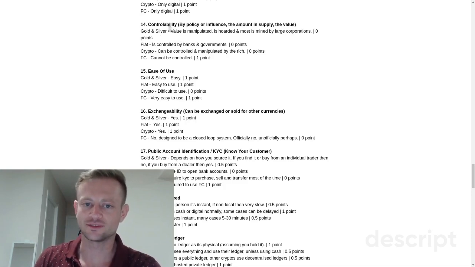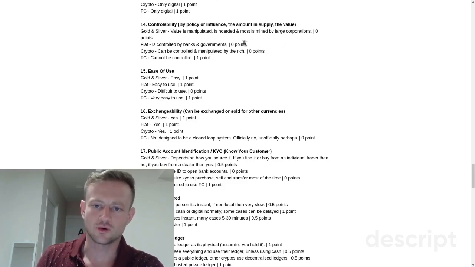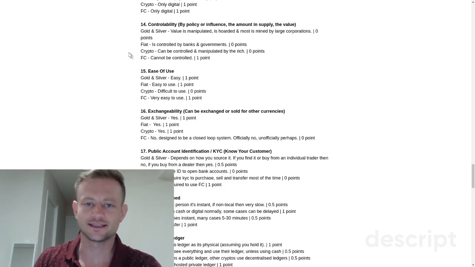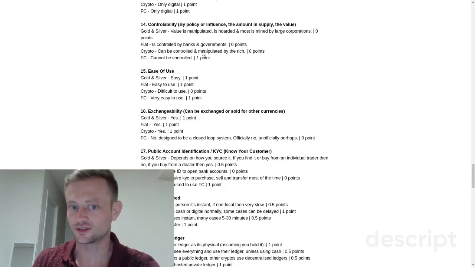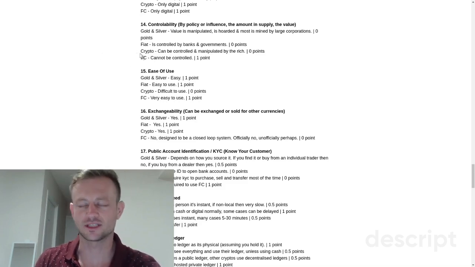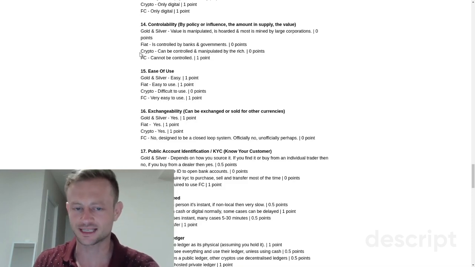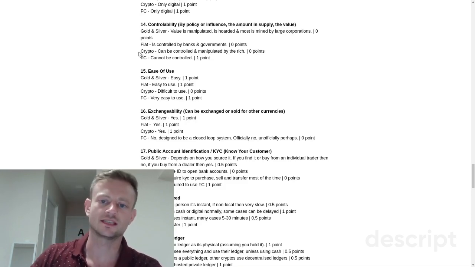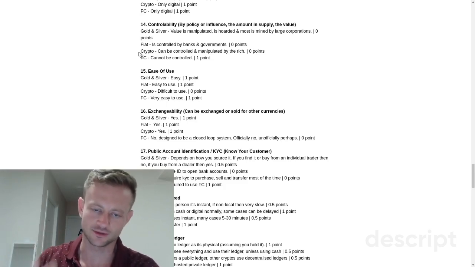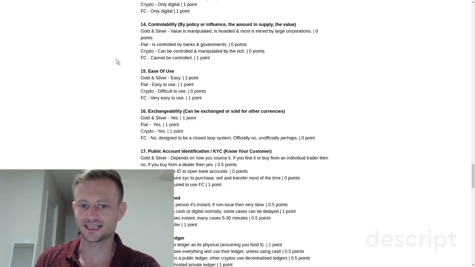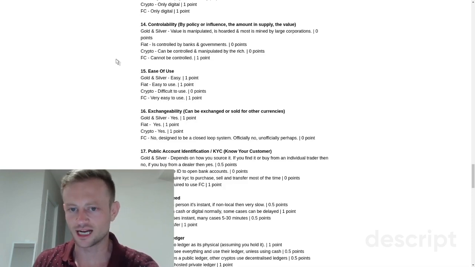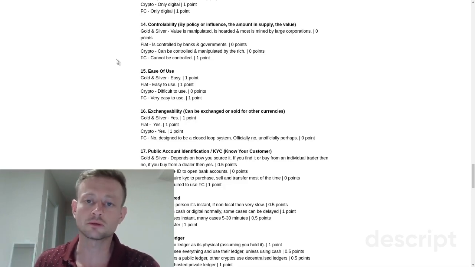But yes, gold and silver, and it's hard to get. Most of it is mined by large corporations. It's hoarded, values manipulated, so okay, controllability doesn't get any points there because the goal is to not be controlled. Fiat, yes, definitely controlled by governments and banks. They control the policy, the amount and supply, the value and all that. Crypto, yes, that can be controlled and manipulated by the rich, just by people speculating.